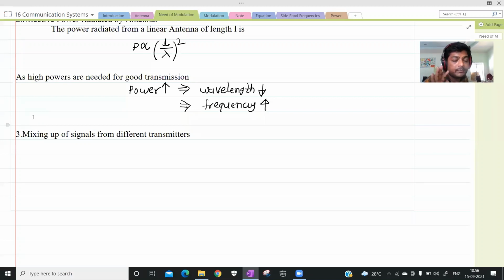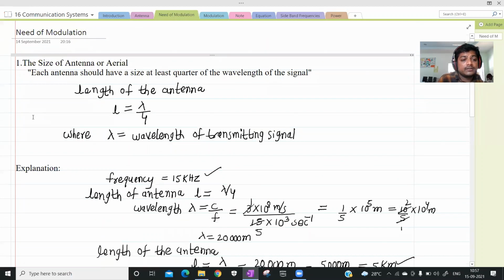The final thing, just remember: mixing up signals from different transmitters. These are the three things which need modulation. Understood?